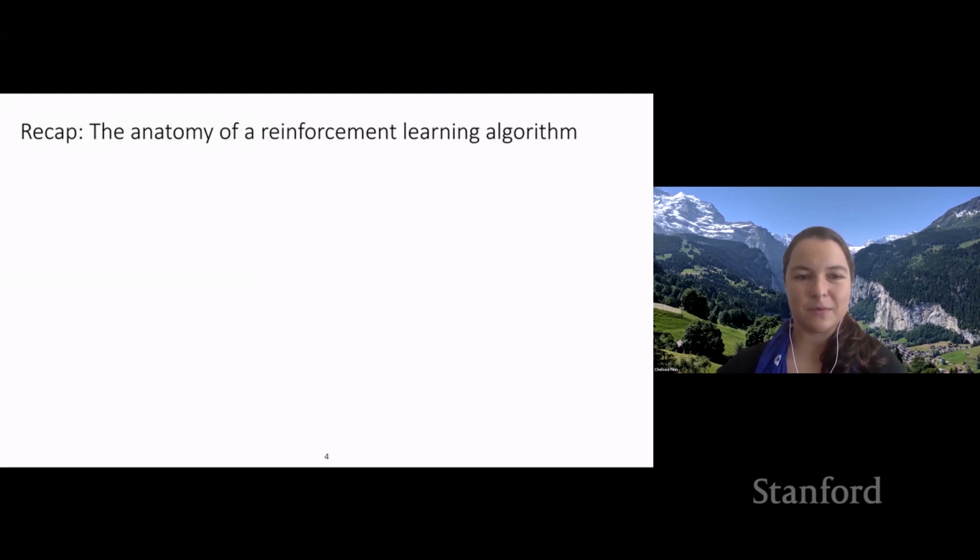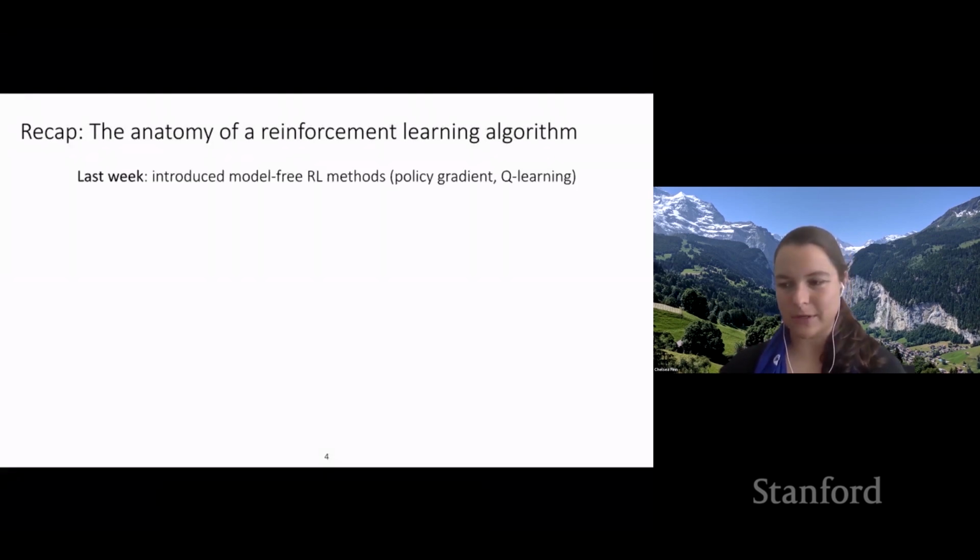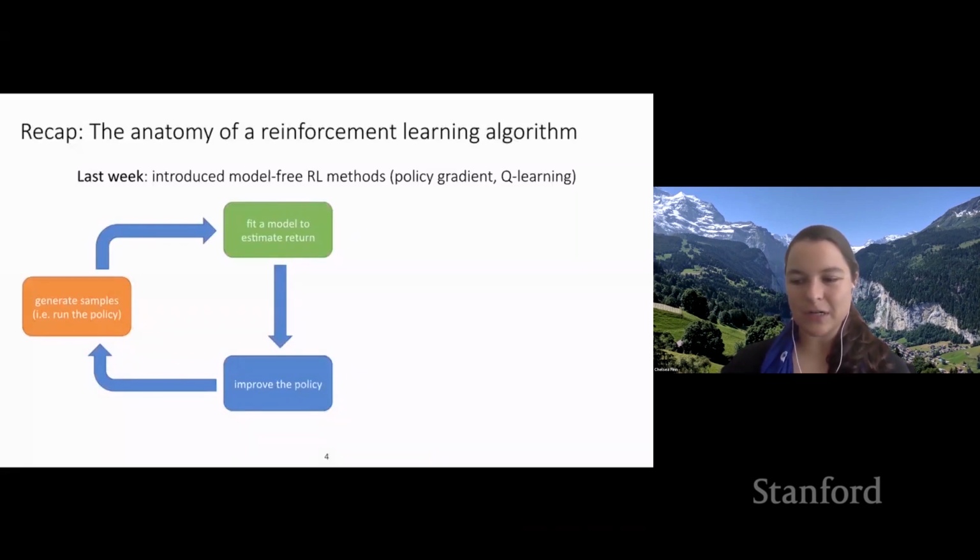Last Monday, before the proposal presentations, we first briefly overviewed reinforcement learning, and in particular, Karol introduced model-free reinforcement learning methods, including policy gradients and Q-learning. Karol talked about how reinforcement learning algorithms in general follow this structure, where you first generate samples by running the policy, fit some model to estimate the return that those samples get, and then use that model to improve your policy. We saw two different ways for doing this.